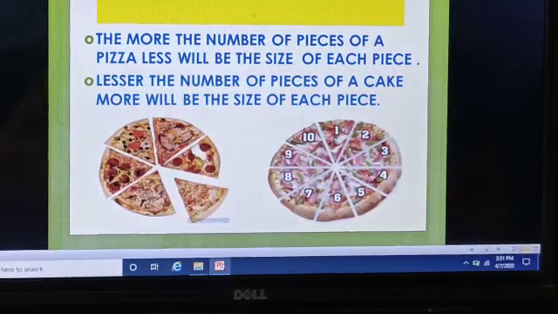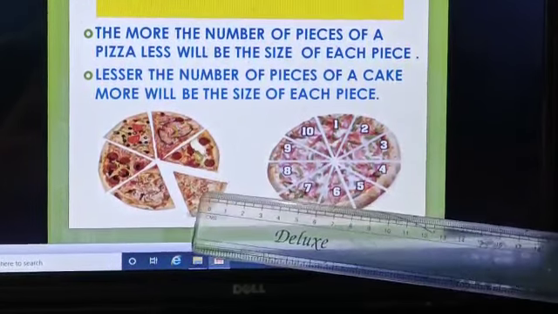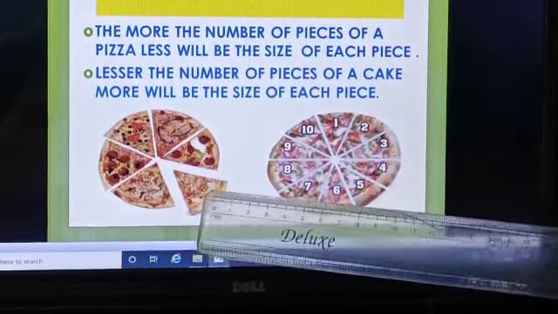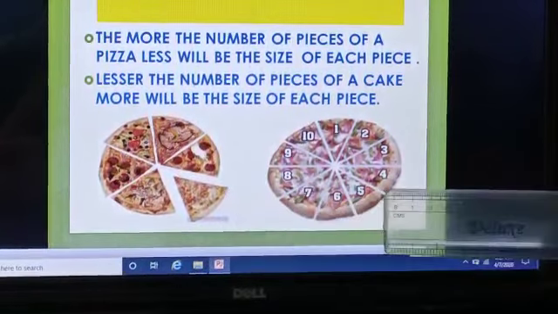Definitely, we would like to eat the pizza with 6 slices because what we have learned? 1 by 6 is bigger than 1 by 10.